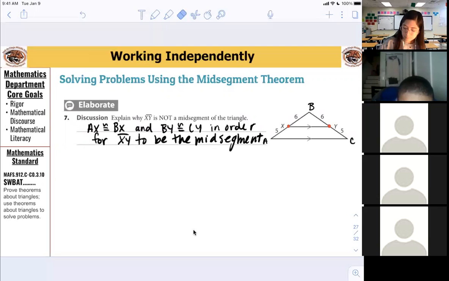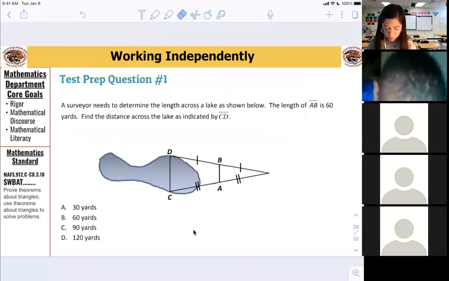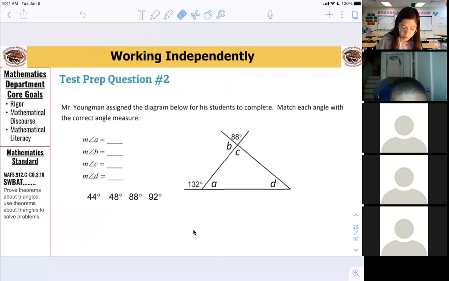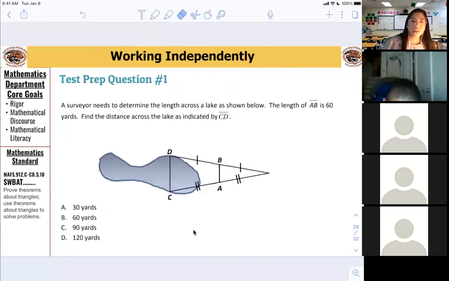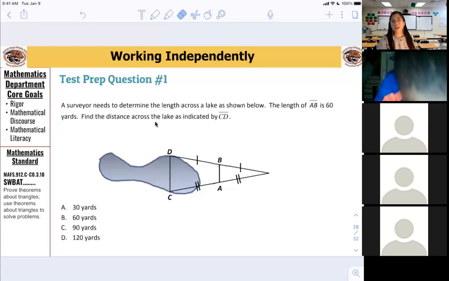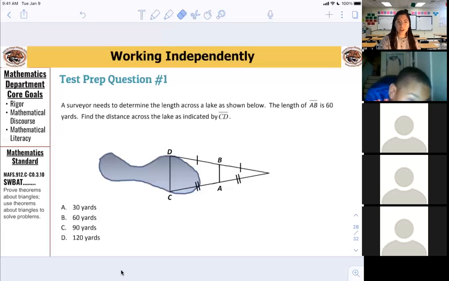All right. So now I have four test prep questions. I want you guys to take a look at these. I'll do the poll. I'm going to have you only spend about 5 minutes per question because we don't have that much time. Go ahead and get started on number 1. Send an answer on the poll when you have it. Go ahead.